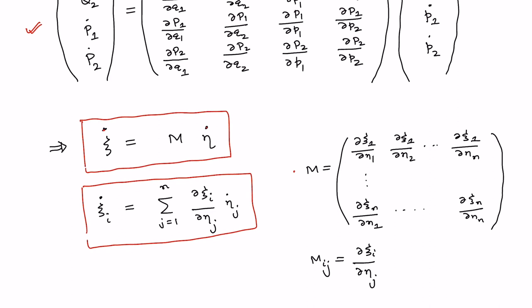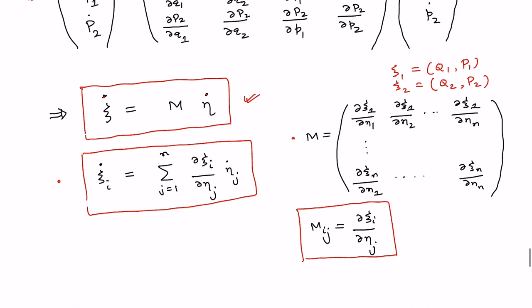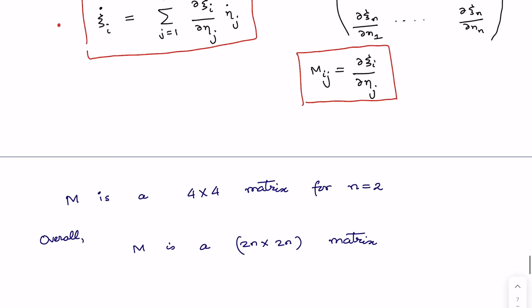Because xi1 is basically capital Q1, capital Q2, capital P1, capital P2, and so on. In fact, let me be very clear: xi1 would be your capital Q1, capital P1, and xi2 would be capital Q2, capital P2. That's what I mean by xi1 and xi2. I have shown this expression for n equal to 2, but it is valid for any n. In that case, I'm writing a general matrix M, and any element Mij would be basically delta xi i over delta eta j. If you just keep these things in mind for further discussion.